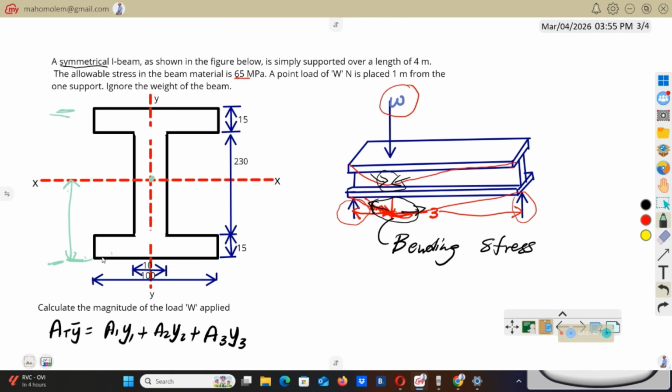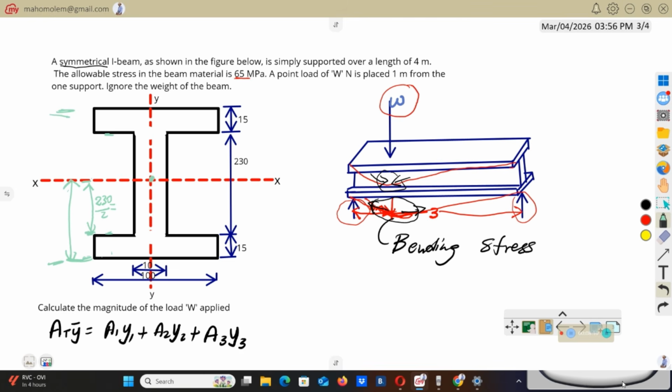Okay, from here to there I can see is 15. From here to there is 15. Let me find from here to there. How much would be from here to there? So from here to there is going to be half of 230. Remember, total height from here to there is 230. So this distance here will be 230 divided by 2.